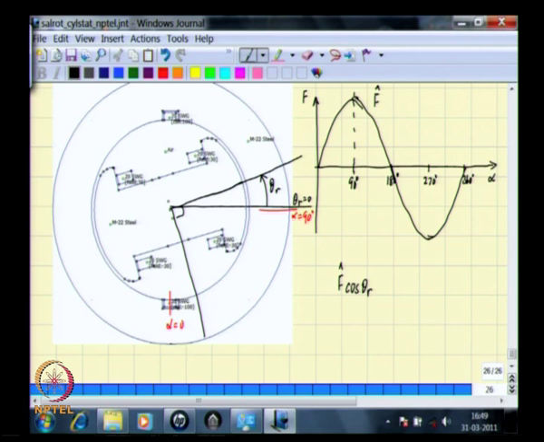And that part lying along this axis, the interpolar axis, will then be F hat sin theta r. We will call this axis, which lies along the pole face, the direct axis. We will call the axis lying in the interpolar region the quadrature axis, since it is 90 degrees to the direct axis.